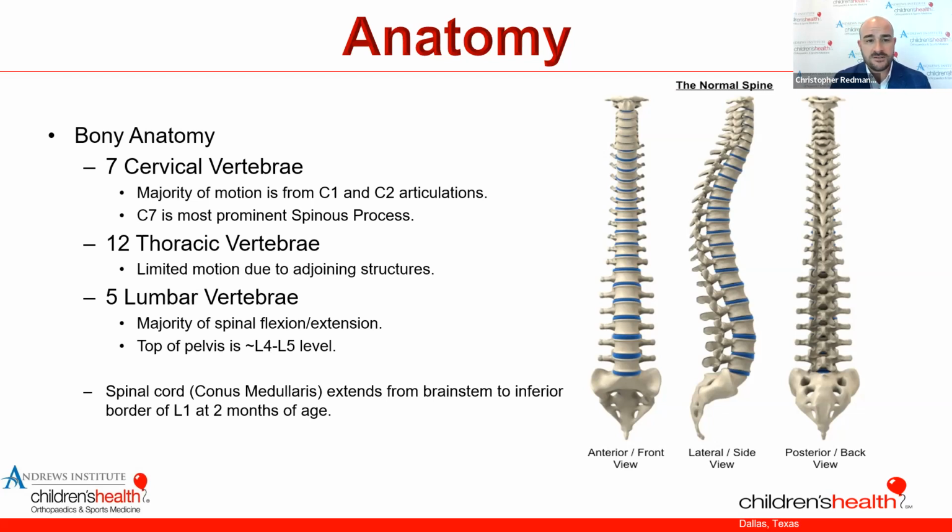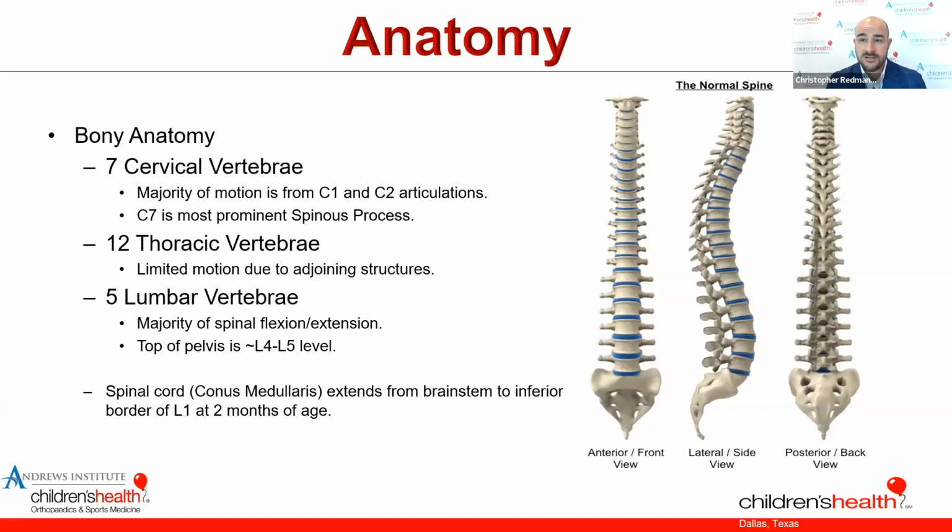There are 7 cervical vertebrae. When we go down the back of the neck, you'll see a prominence at the base of the neck. The piece that sticks out the most there is what's called the C7 spinous process. So it helps us identify the location of the spine that we're looking at. And then there are 12 thoracic vertebrae. These are the vertebrae that hold the ribs together. And then there are the 5 lumbar vertebrae in the lower part of the spine. And that's where, again, most of that spinal flexion and extension comes from.